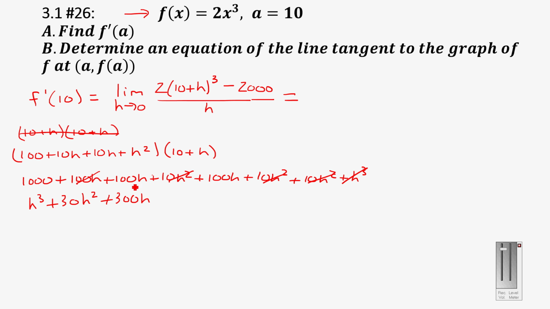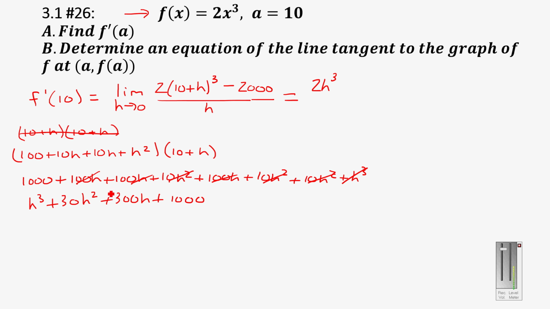So that one goes away, that one goes away, and that one goes away, plus 1,000. So now I can just write that in as my value. So basically this (10 + h)^3 becomes a number. Now I should go ahead and multiply that through by the 2. So I'll multiply the 2 by that. I get 2h cubed.